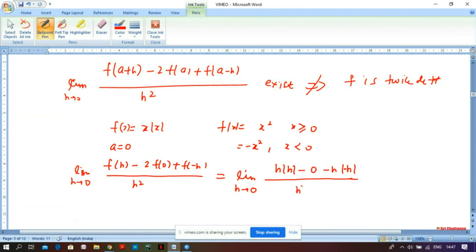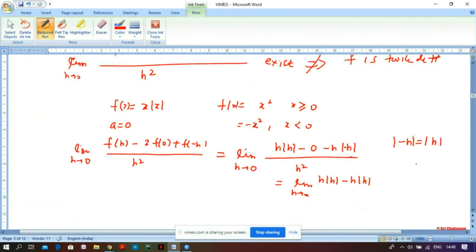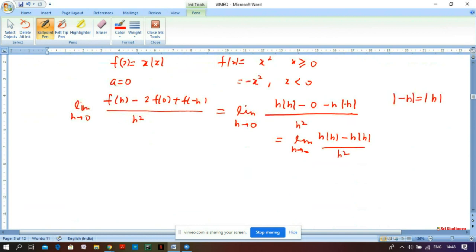So once again you have the limit as h tends to 0 of h times modulus of h, and negative h times modulus of h, because mod of minus h is mod of h. Mod does not distinguish between negative and positive. It handles them the same way. It makes both of them positive ultimately. So now this is h squared. So you are getting limit as h tends to 0 of 0 upon h squared, and this number becomes again 0.